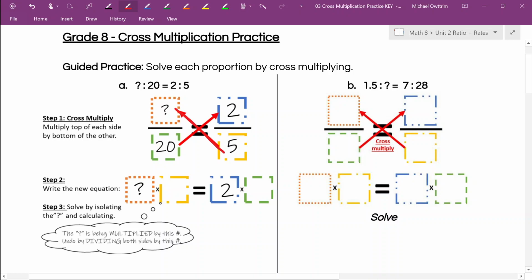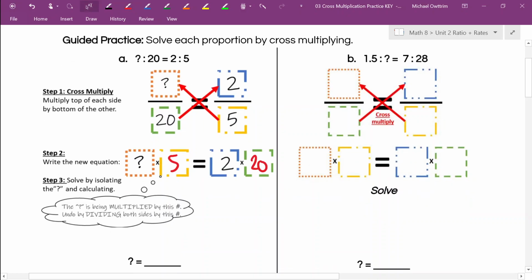Cross multiply means to multiply the top of each side by the bottom of the other. So we've got our question mark. We need to multiply that by 5, the value that's connected to that arrow. And our 2 on the top of the other side needs to be multiplied by the bottom of the left side, which is 20. Now we have this equation here. There's no more bottoms, no more fractions, and we can solve this equation by isolating our question mark.